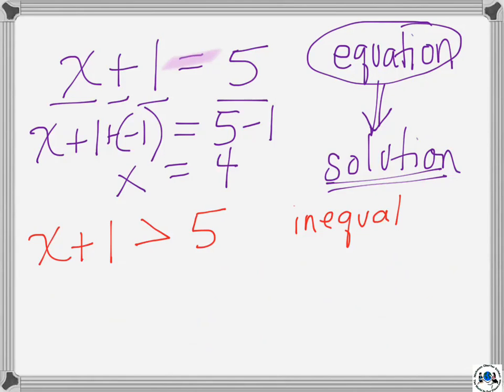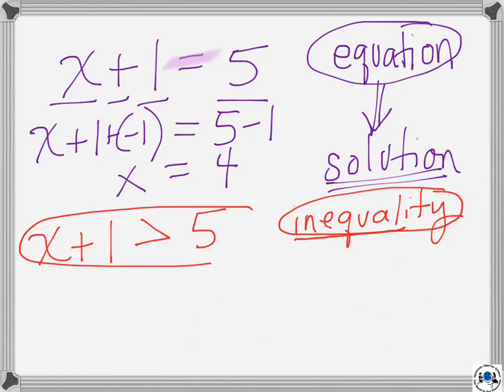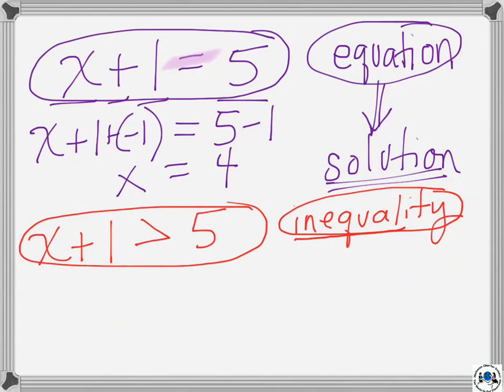It means that it is not equal any longer, but it is unequal. So we have written an inequality. This statement here is an inequality, and you can see how similar it is to this, which is an equation. And it's an equation because there is an equal sign in the middle. That's what makes it an equation.